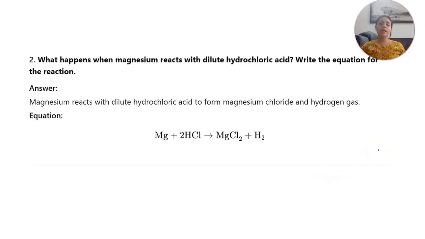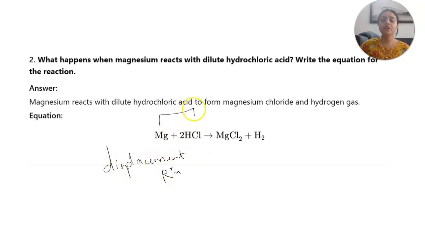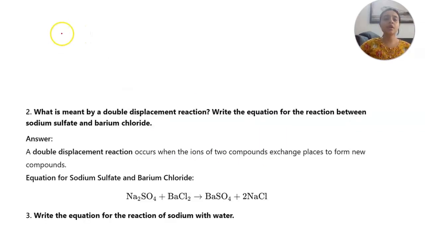Now the next one: what happens when magnesium reacts with dilute hydrochloric acid? Write the equation. You can see this is a displacement reaction, a single displacement reaction, right? Mg gets combined with Cl, they displace it and hydrogen exits. So you just need to write it so.